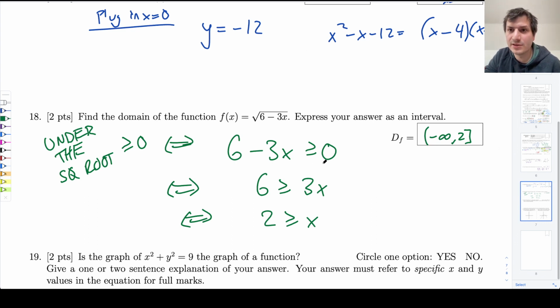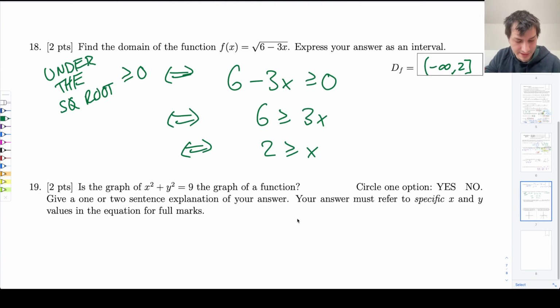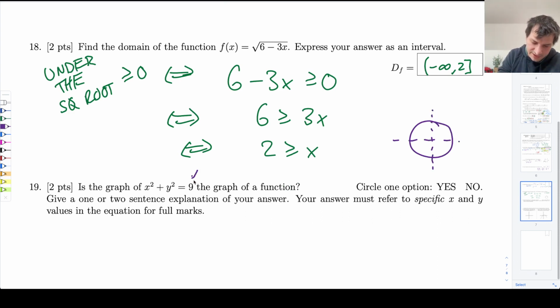Question 9 was very well done. Is the graph of x squared plus y squared equals 9 the graph of a function? X squared plus y squared equals 9 is a circle. So you're supposed to look at this and say circle, or in your brain, notice it's a circle, and a circle, the whole circle, is not a function. If you said yes, some people got confused by, on the practice test, there was a similar problem where it was a function.